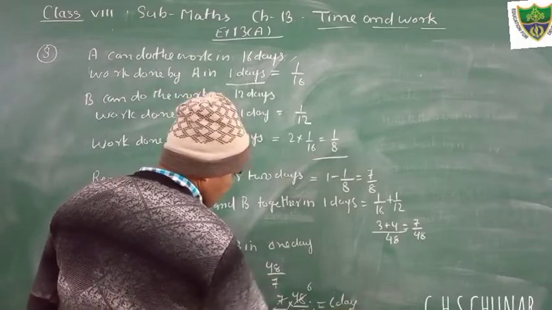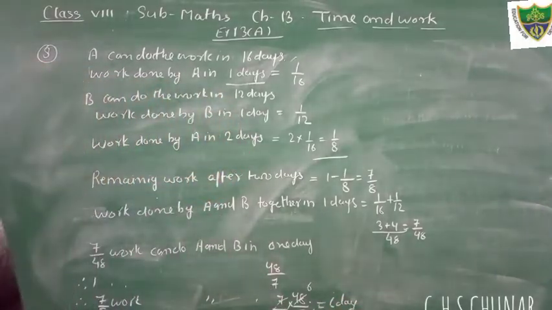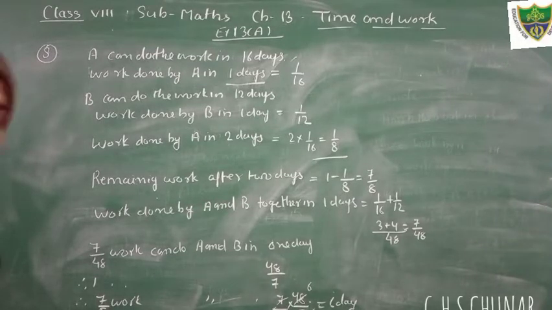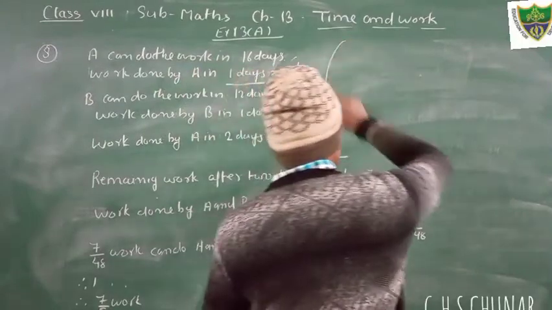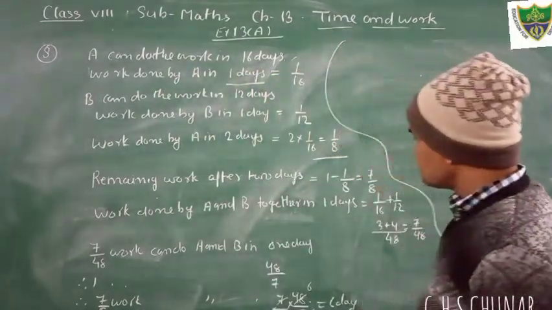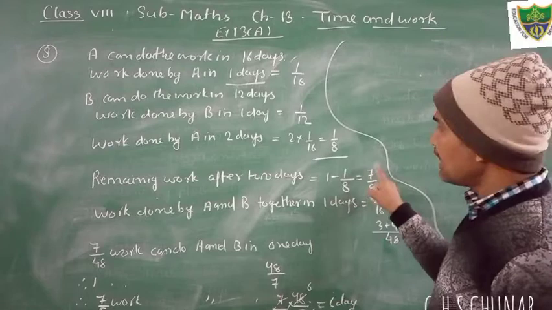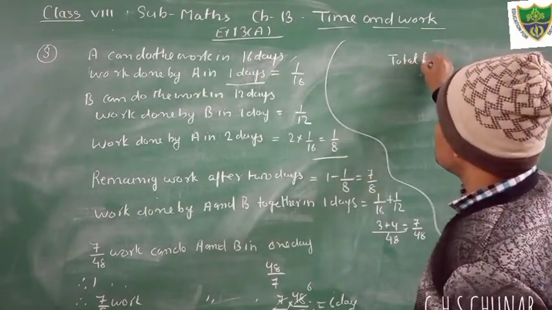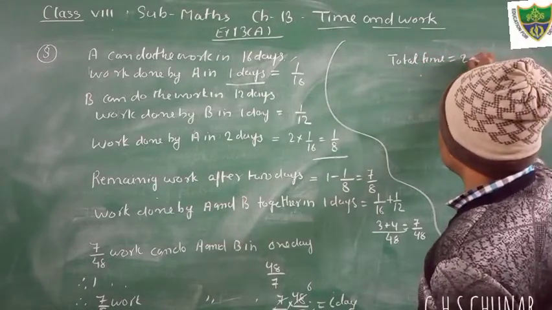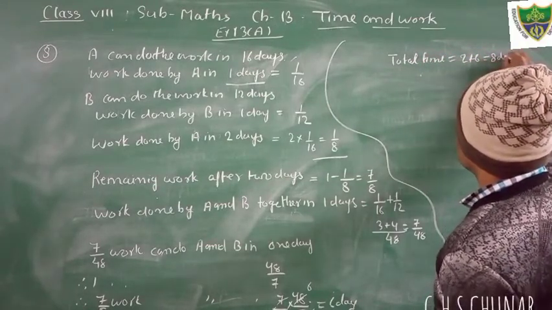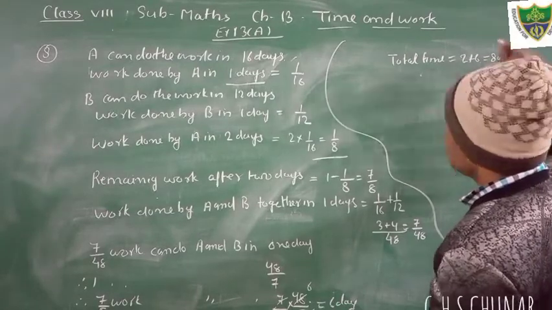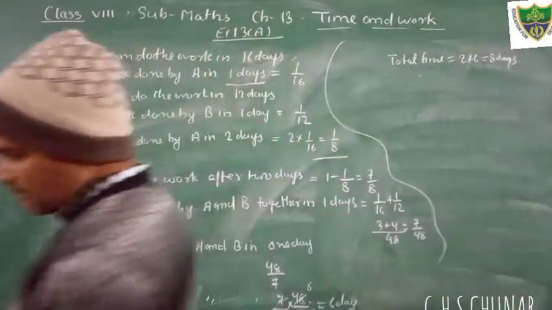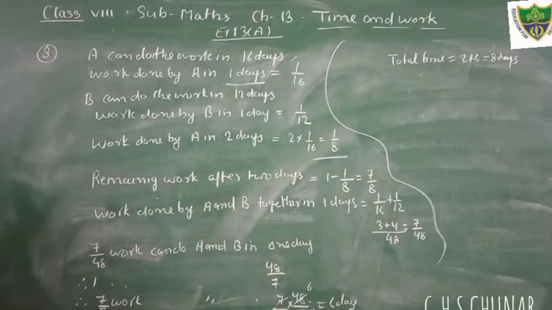So they will finish the work. Now what is the question? Find the total time taken to finish the work. That is the 6 days which come to complete the 7 upon 8 work, and 2 days for the 1 upon 8. Now what is the total time? The total time will be 2 plus 6, it is 8 days. So they will take 8 days to complete the work. Okay, you note it.